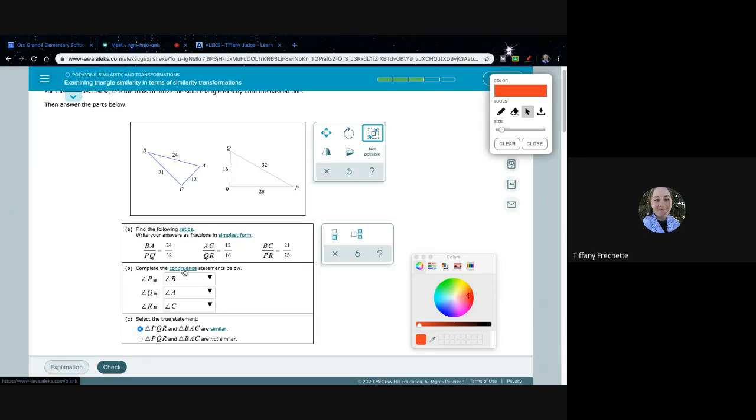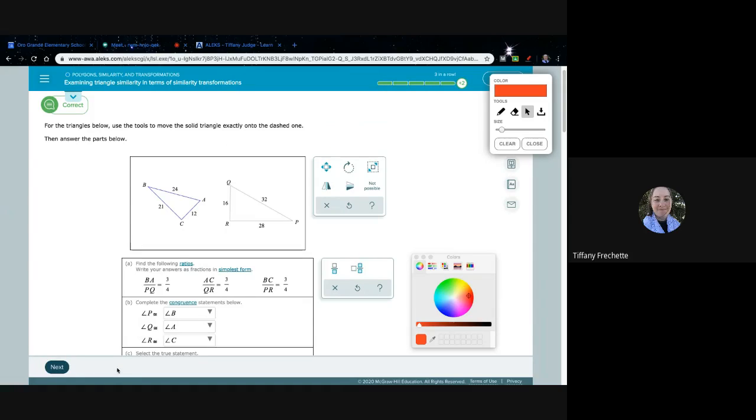So it looks like I can divide by 8. 24 divided by 8 is 3. 32 divided by 8 is 4. 12 and 16 can both divide by 4. So I end up with 3 over 4 when I divide by 4 there. And then both of these can divide by 7. So when I divide by 7, I get 3 and 4. Perfect, which is exactly what I wanted. All right, we finished that one. Yay.